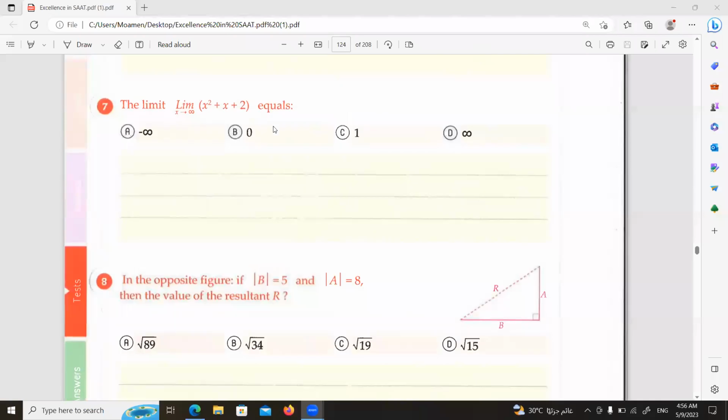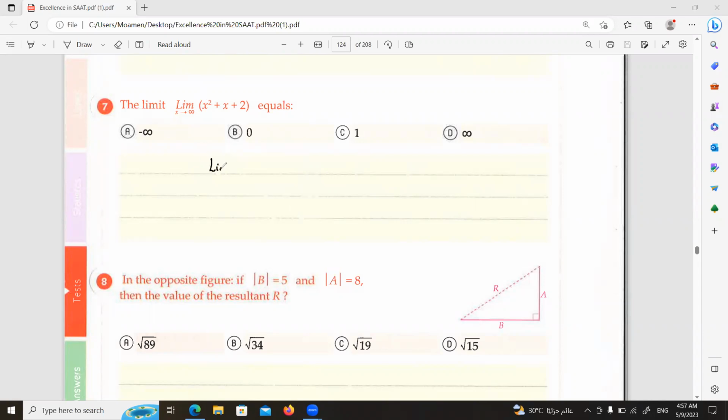We're going to number 7. In number 7, we have the limit of this problem. We said that for the limit when x tends to infinity, we have two types of problems. If you have a polynomial and x approaches infinity, just substitute in the highest power only.